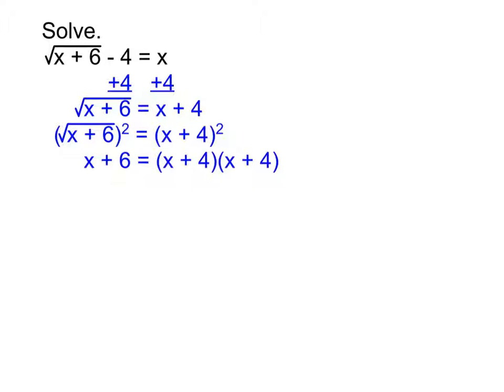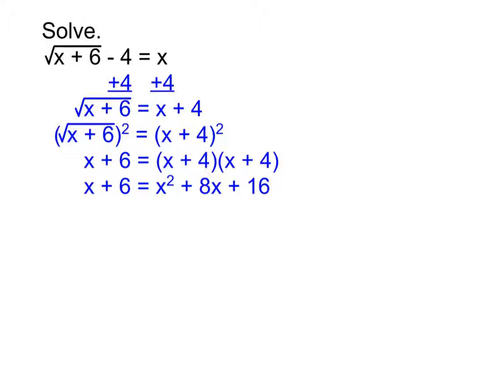So remember that doing x plus 4 squared means doing x plus 4 times itself. And so I go ahead and multiply everything in the first parenthesis by everything in the second parenthesis. And it gives us this. x plus 6 equals x squared plus 8x plus 16.